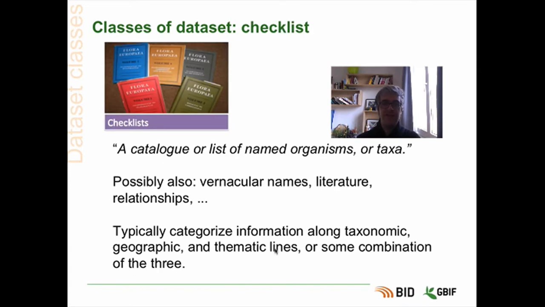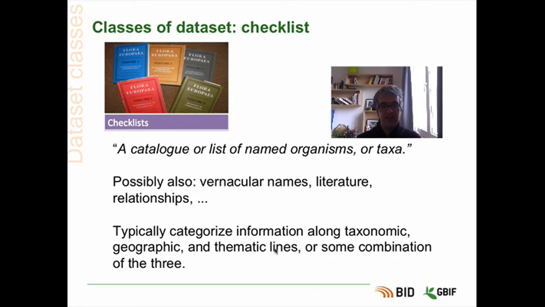The second class of dataset that we can publish at GBIF is the checklist. A checklist is a catalog or list of named organisms or taxa. Here, the main entity we are describing is a taxonomic concept. A taxonomic concept will probably have fields for things like a scientific name, an author, or a status, but possibly also other things like vernacular names, literature information, or relationships between different taxa.